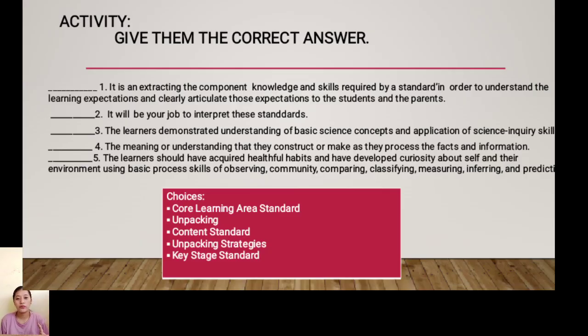As a teacher, I can give you the activity. So give them the correct answer. So there I have the choices. The core learning area standard, unpacking the content standard, and then packing strategies and case standard.